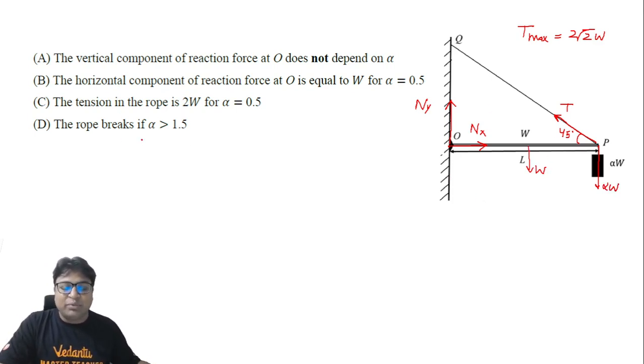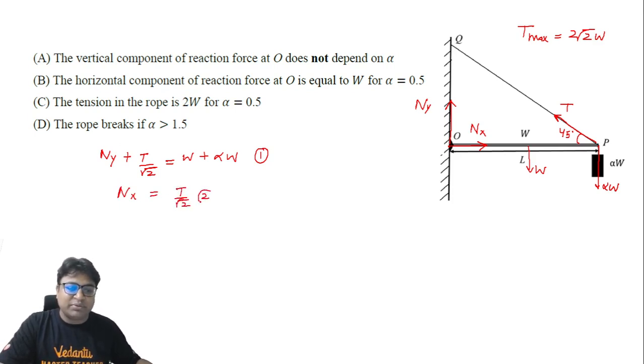Now, going by the vertical equilibrium, I can write Ny plus T sin 45, which will become T by root 2. So these two should be equal to W plus alpha W. This becomes equation number 1. Now going by horizontal equilibrium, we will write Nx is equal to T cos 45, so that is T by root 2. That will become equation number 2.